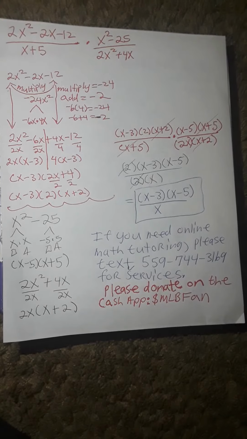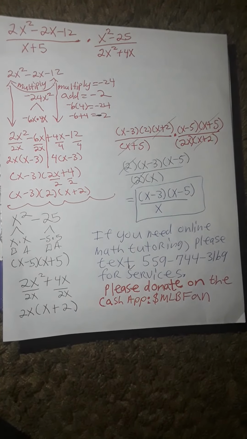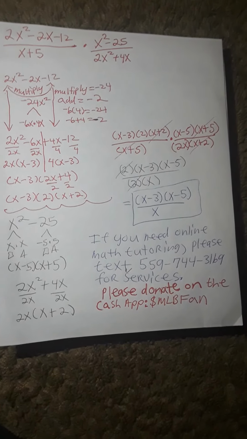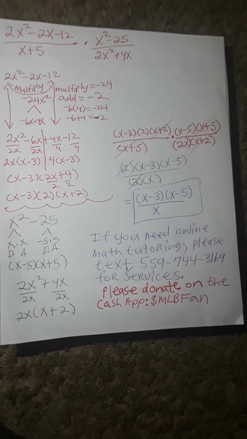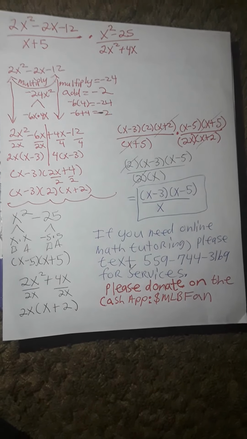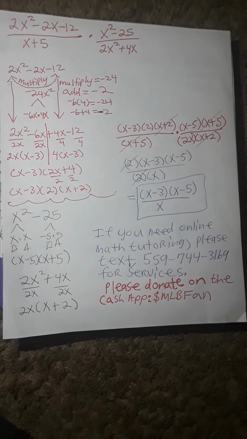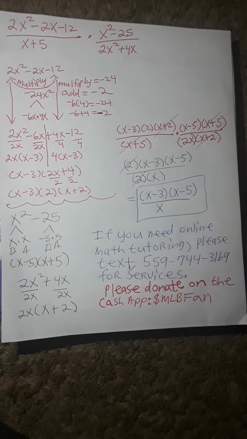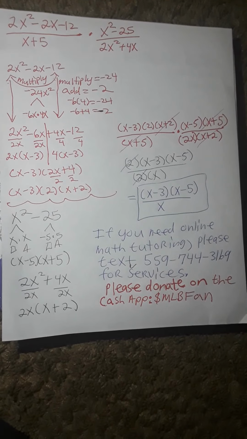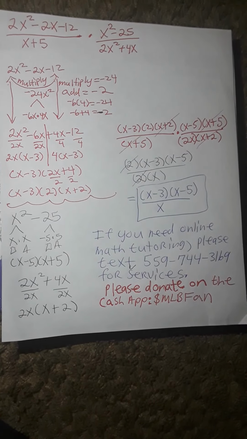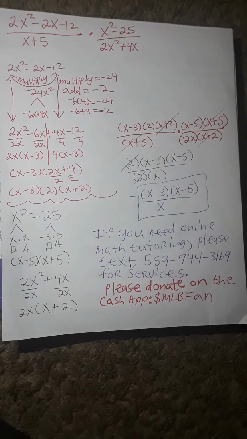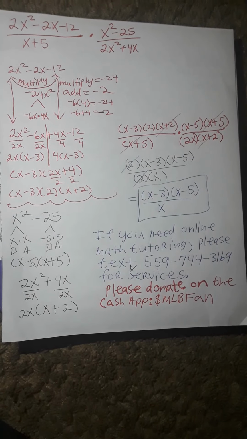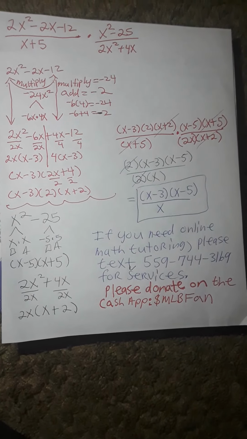Now 2x plus 4 can factor again, and it is divisible by 2. So now we're going to have x minus 3 times 2 times x plus 2. Now with x squared minus 25, you can factor using the difference of squares formula, and that will be x minus 5 times x plus 5.